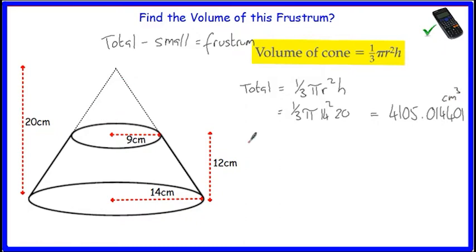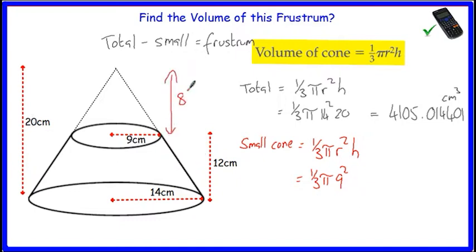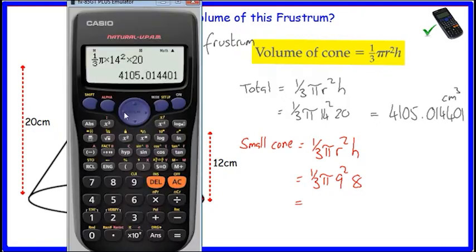Okay, I'm going to take the one at the top, the smaller cone. Radius is 9 squared times the height of the small cone, which is 20 take away 12 is 8. So it's 9 squared times 8 is 216 pi. I'm going to leave it as 216 pi.